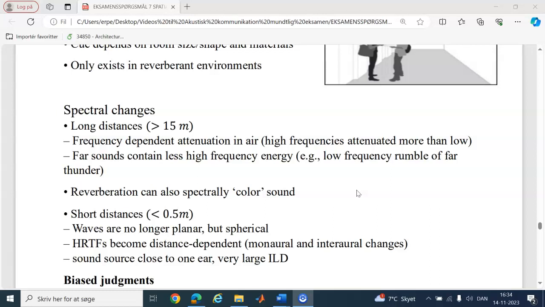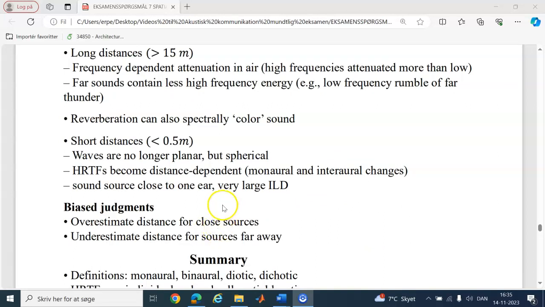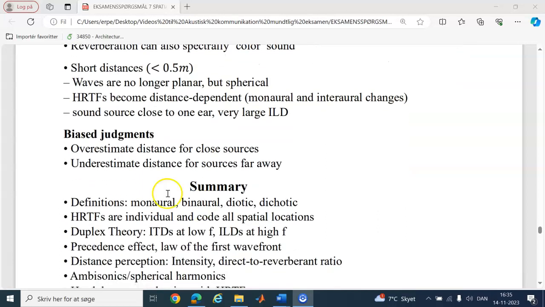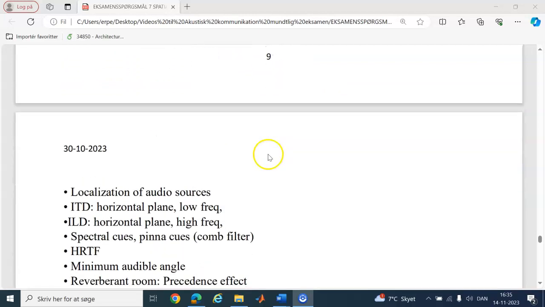A sound source close to one ear gives a very large ILD. Judgments are biased: we overestimate distance for close sources and underestimate distances for sound sources far away.